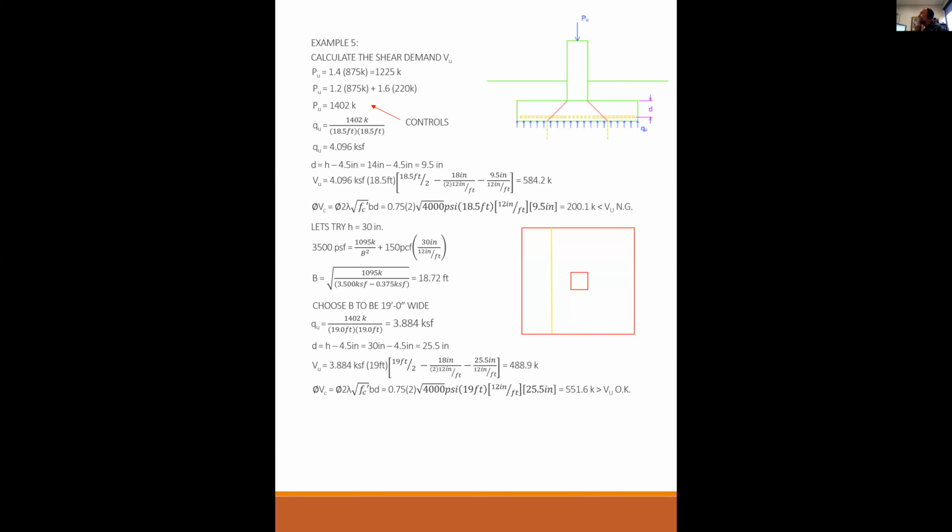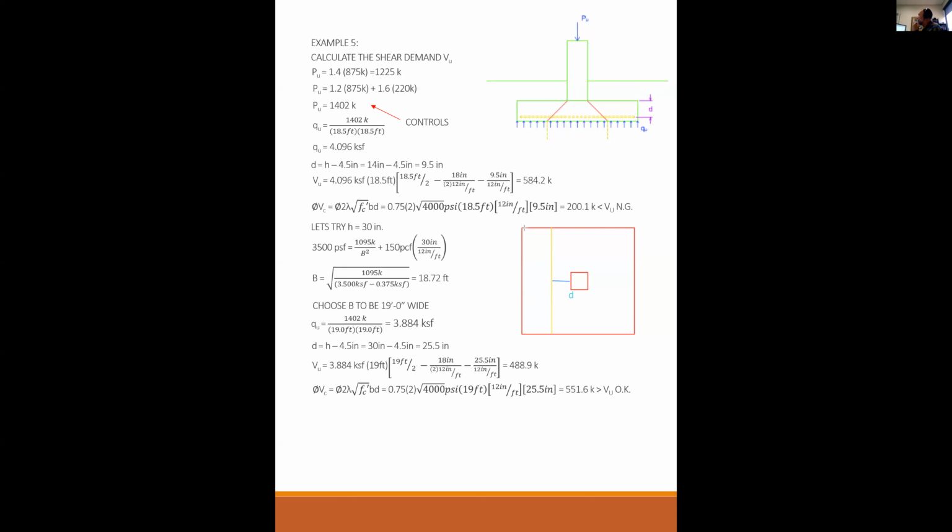And then I can say, this distance from here to here is D. So from the face of the column to my shear plane is D. D is the same D as you see right here. So what is the VU? What is the force along this plane?